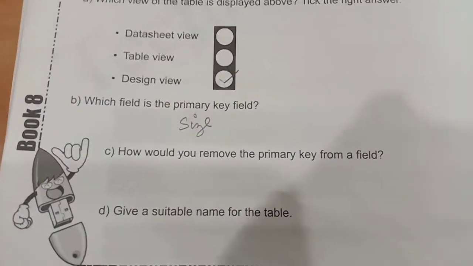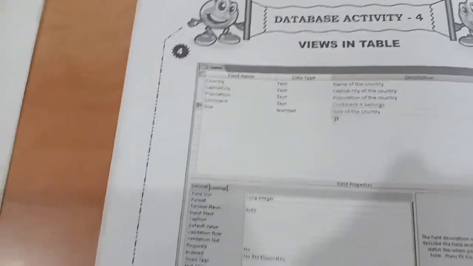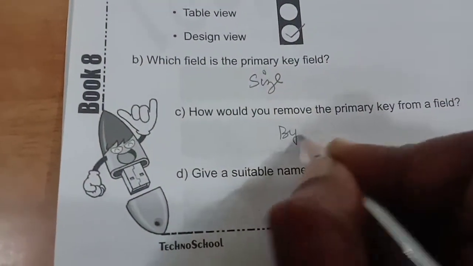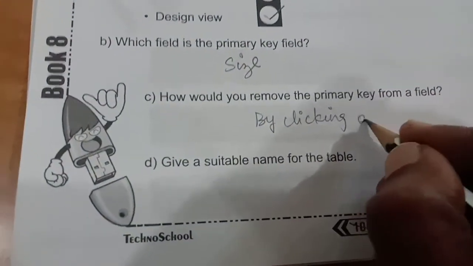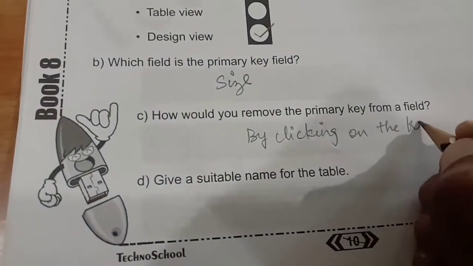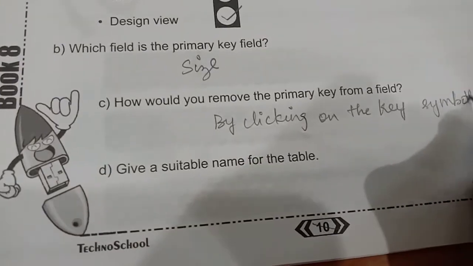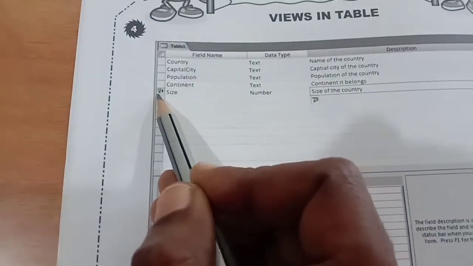How would you remove the primary key from a field? So by clicking the key symbol again. So what we need to write is, by clicking on the key symbol again. Okay, so if you want to remove it, what we need to do is again click on the same key icon, so it will be removed.